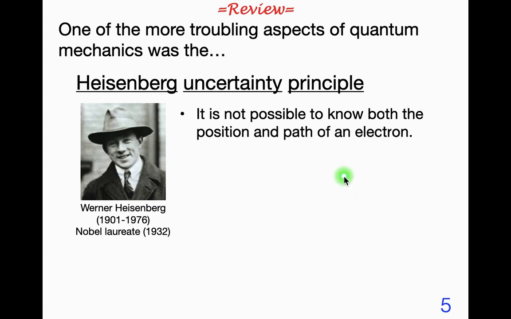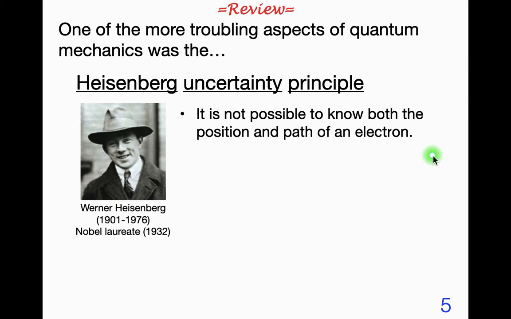And the Heisenberg uncertainty principle states that it is not possible to know both the position and path of an electron. Heisenberg's big insight was recognizing that we were never going to be able to look inside an atom and literally see what's going on. The electrons are just too small. The very act of observing an electron will change what it's doing.